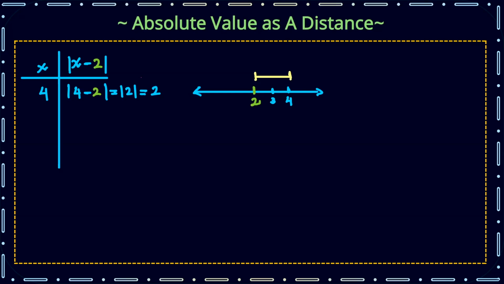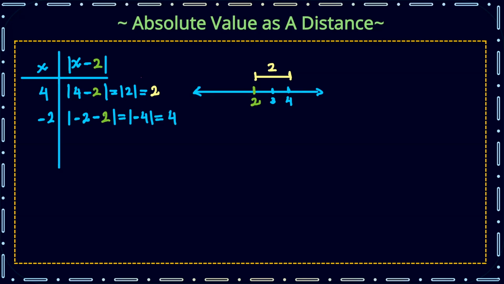They are apart by a distance of 2 units. Let's pick a different number. Let's say we are going to pick -2. Therefore, we're going to get the absolute value of -2 minus 2. All I'm doing here is choosing different values for x and holding that 2 fixed. -2 minus 2 is -4, and we all know that the absolute value of -4 is actually 4.